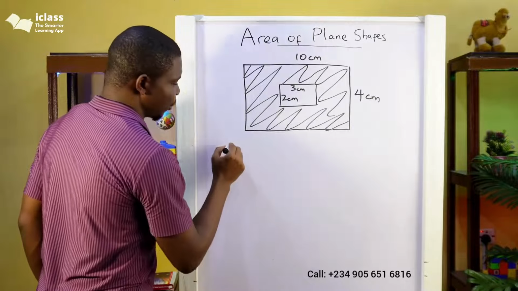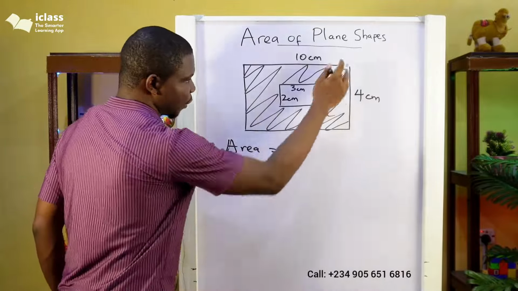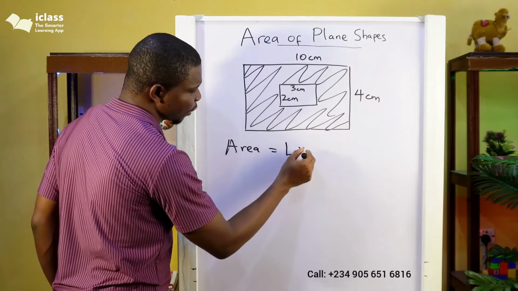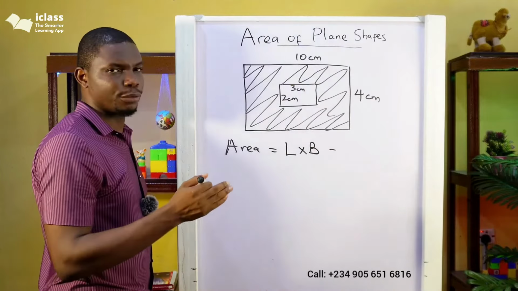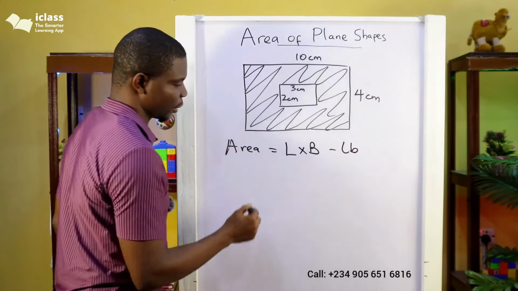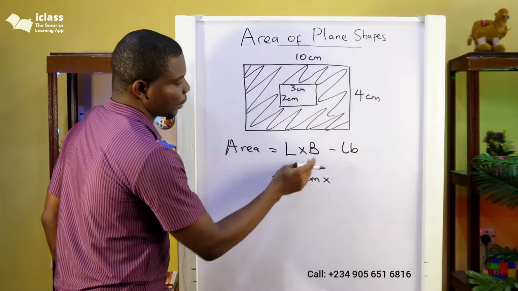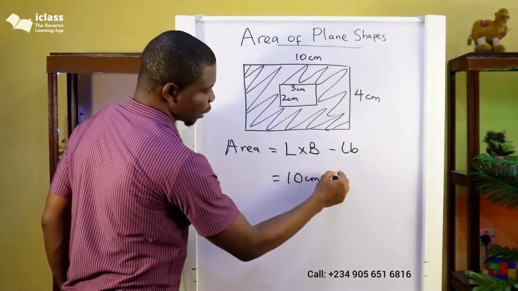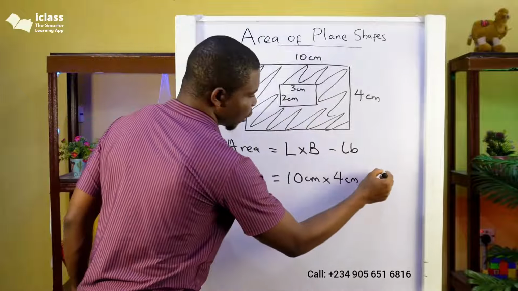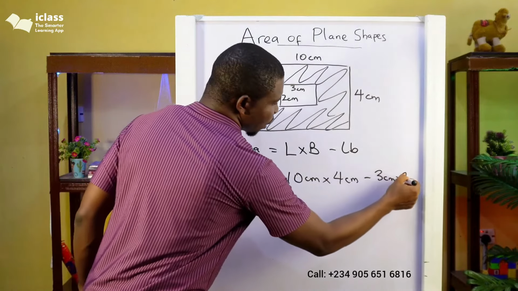Is it clear? So the area of the shaded part would be equal to the area of the big rectangle, which is length times breadth. Let me use big L for that, minus the area of the smaller rectangle, length times breadth as well. So L in this case is 10, breadth is 4 centimeters, minus the small length, which is 3 centimeters, and the small breadth is 2 centimeters.